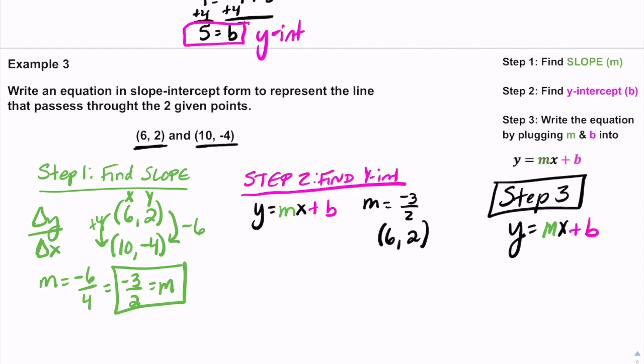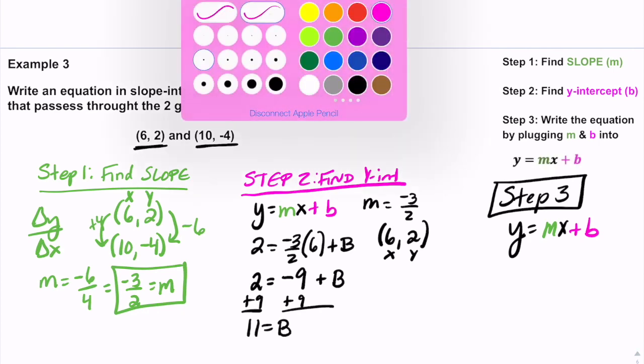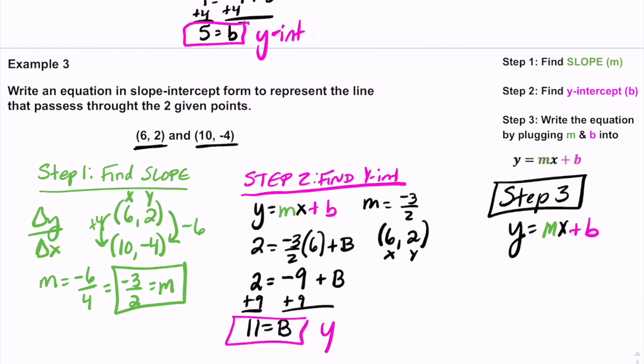So if we plug those in, for y, we're going to plug in 2. Remember, that's your x and your y. 2 equals negative 3/2 times 6 plus b. I'm going to write a capital B here just so my b's and my 6's don't look the same. So 2 equals, if we multiply negative 3/2 times 6, we get negative 9 plus b. To solve for b, we want to add 9 to both sides, and we get 11 equals b. So now we have our y-intercept.